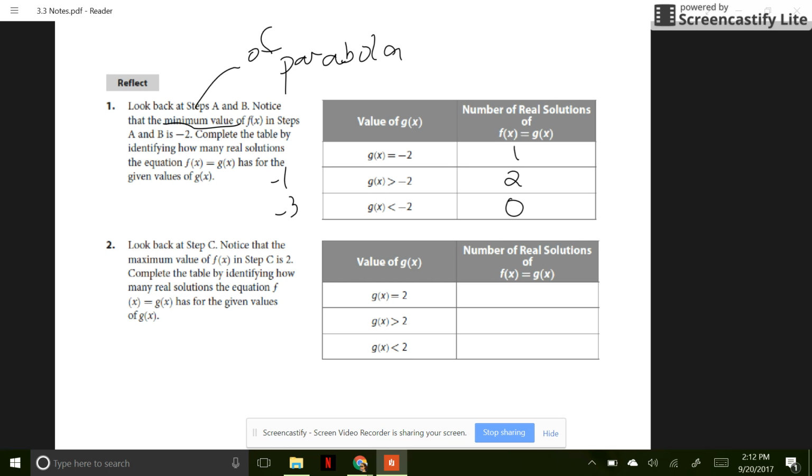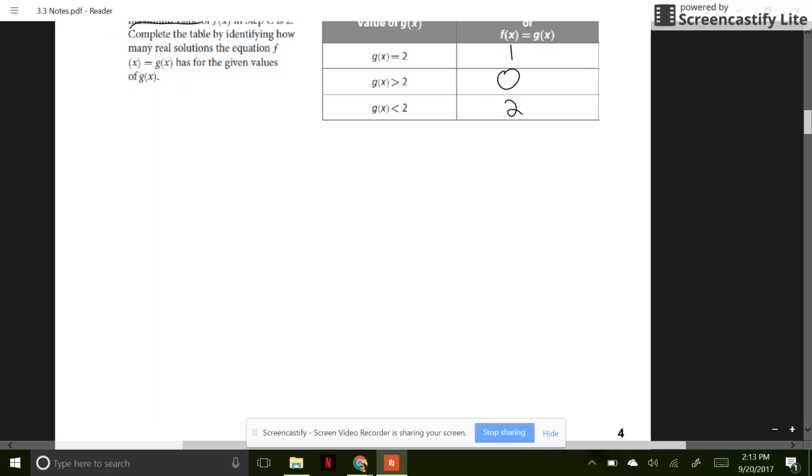Step C, similar idea here. This time, though, it's the maximum because that parabola was flipped upside down. So now our value is at a maximum, and that value was at 2. So when we were equal to 2, it had one solution. It was touching at exactly one spot. When it was greater than 2, it had 0 solutions. And when it was less than 2, it had 2 solutions.